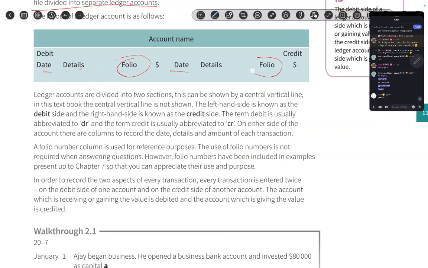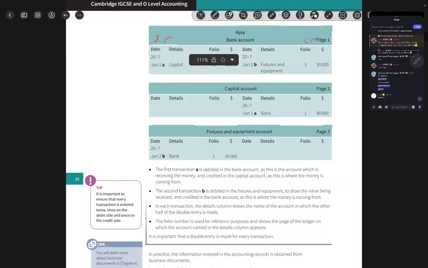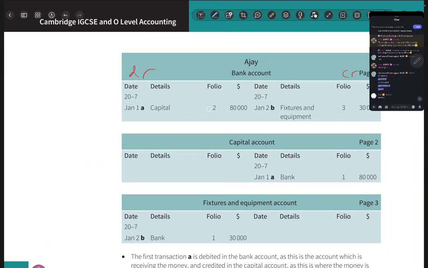This is just something you need to know. You don't have to do it in your exam paper, and it's not part of the syllabus. You don't have to use it. You just have to know what it is. It's kind of a reference, okay? So if we have a look here, this is our bank account. This is capital and the folio is 2. Let's just say this is our first book, this is our second, and this is our third. If you go to 2, you will see here the folio is 1. So it's just a reference to connect the double entry, to show where the double entry is.